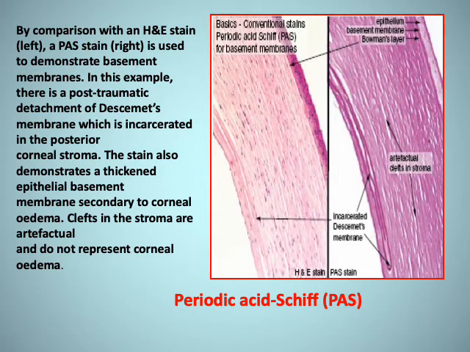This is a comparison of hematoxylin and eosin stain on the left and periodic acid Schiff stain on the right. It is used to demonstrate basement membranes.